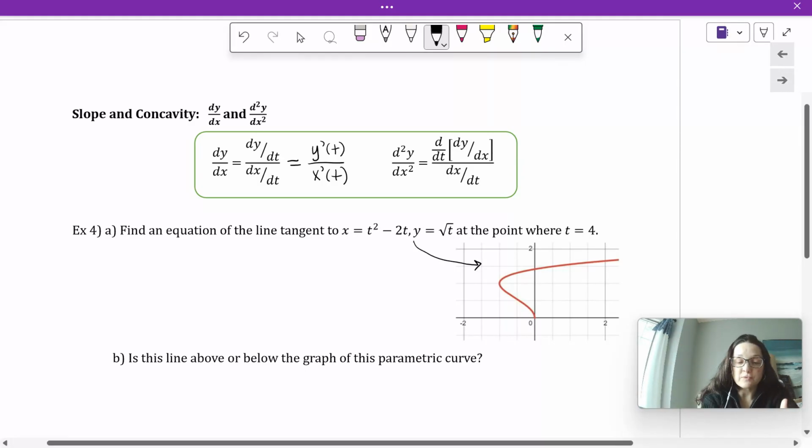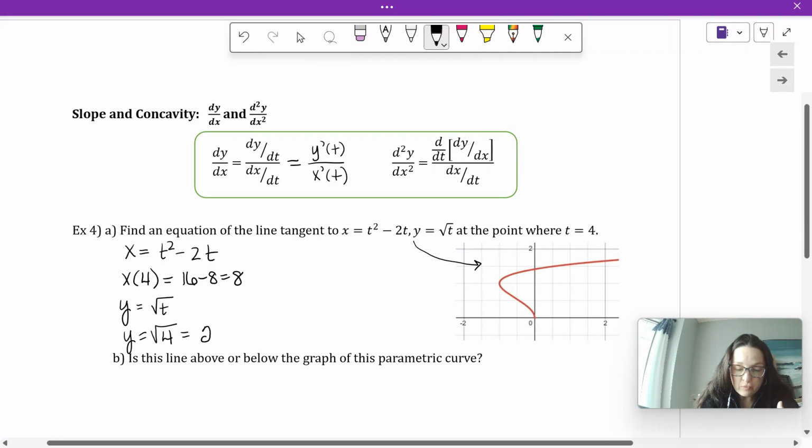Well, our x value is going to come from this x equation. So if I want the x value when t equals 4, I just plug 4 in. Logic prevails here. Then that's going to be 8. And then I need the y value. y is the square root of t. So y is going to be the square root of 4, which is 2.